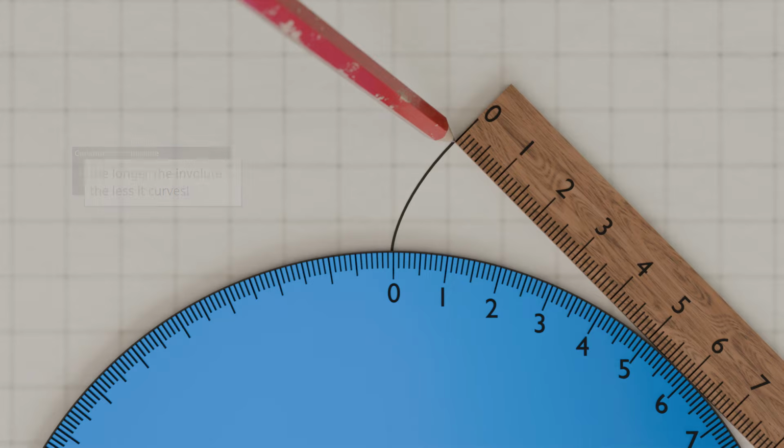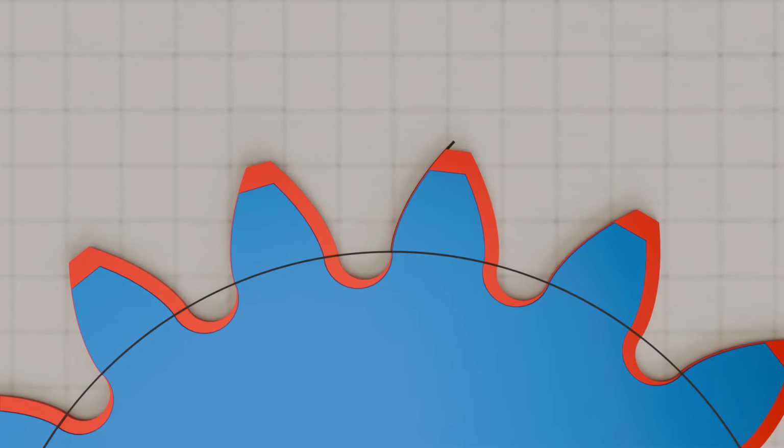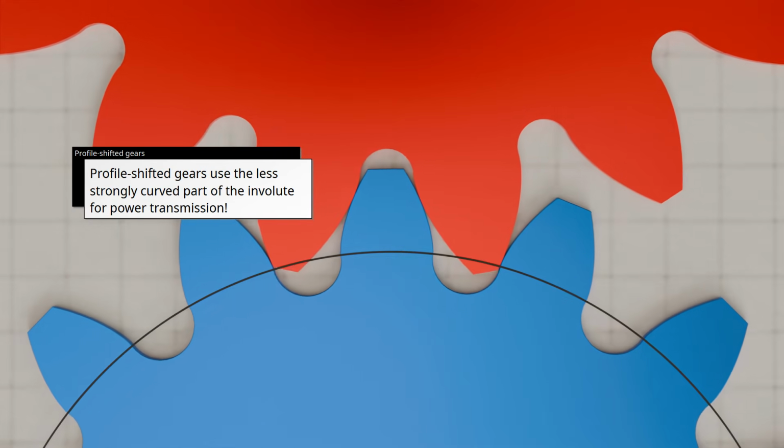This is used, for example, in profile-shifted involute gears, where the tooth profile is made from the part of the involute that is further out. The illustration shows the red profile-shifted gear in comparison to the blue non-profile-shifted gear. Although it has the same number of teeth, the involute is slightly longer. The teeth are then less curved in this region. When in contact with another gear, the contact force is therefore distributed over a larger area. This reduces tooth loading and therefore tooth wear. We will look at profile shifting in more detail in another video. But note, profile-shifted gears use the less strongly curved part of the involute for power transmission.